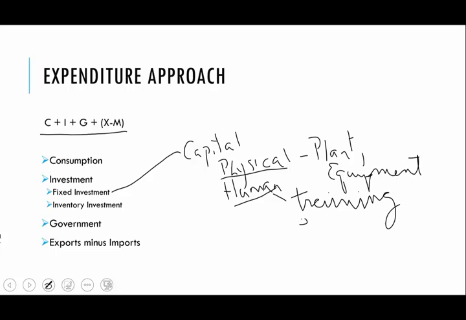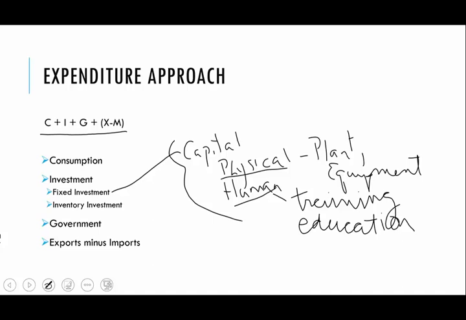Training and education. So you'll notice that the line I drew when I was explaining investment, I drew from fixed investment because these are fixed investment. So any purchases of any sort of equipment, anything to do with manufacturing, any training, any education is called fixed investment.